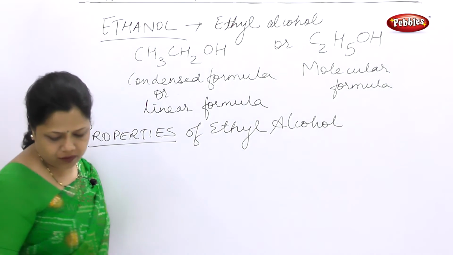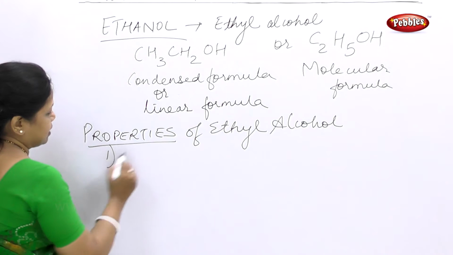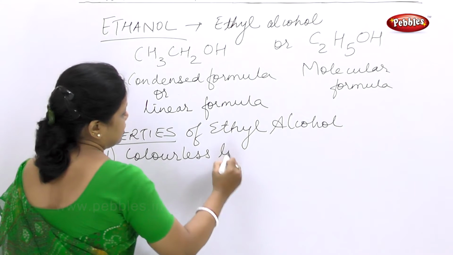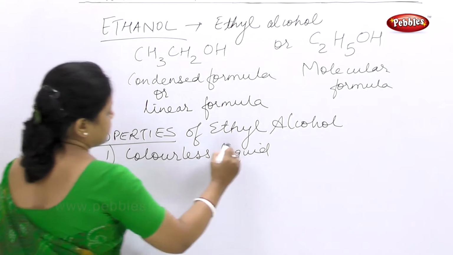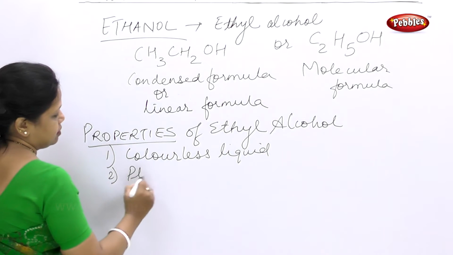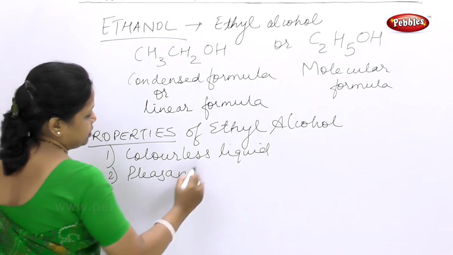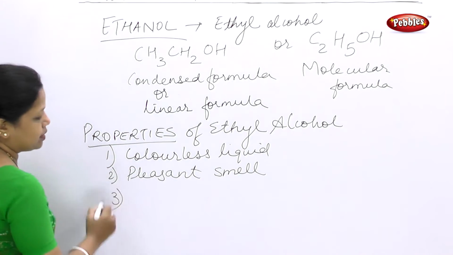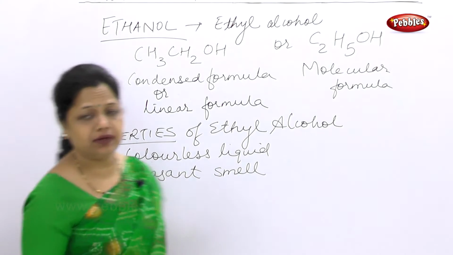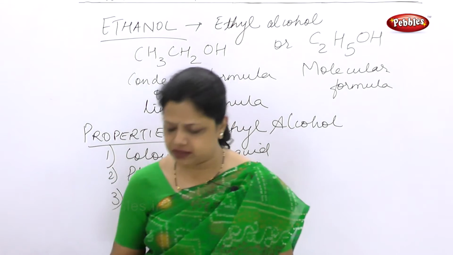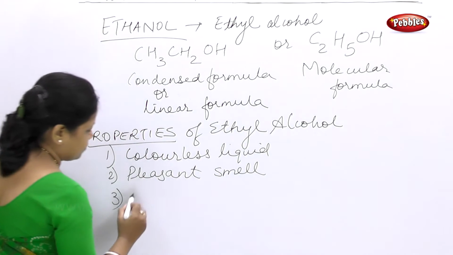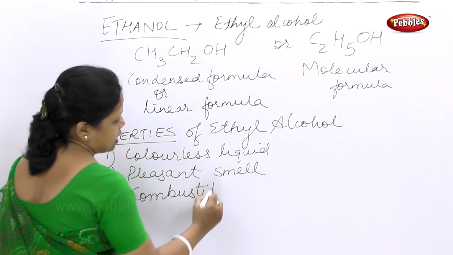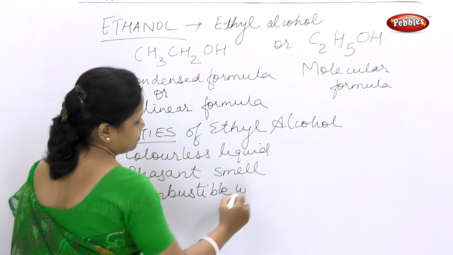The first property which we see is that it is a colorless liquid. There is no color, colorless liquid. It has a pleasant smell. It is not bad smelling, but it has a pleasant smell. It is a combustible liquid. What is a combustible liquid? A liquid which can burn very easily. So it is combustible, and it burns with a blue flame.